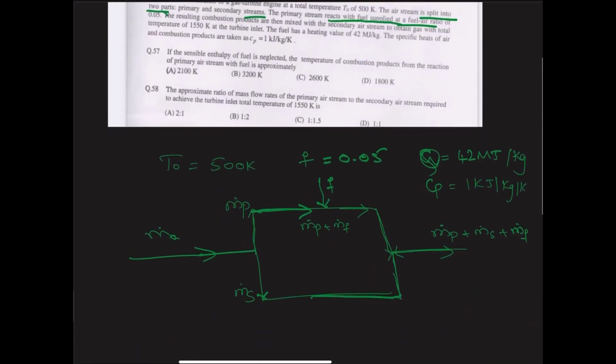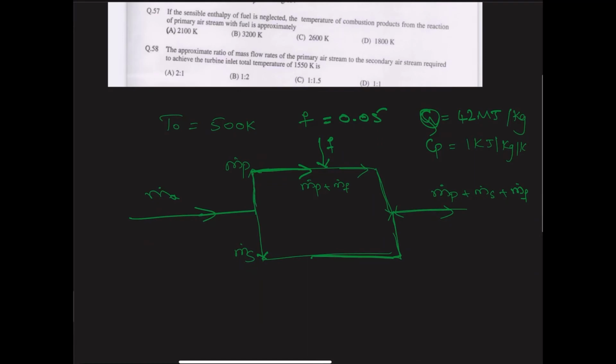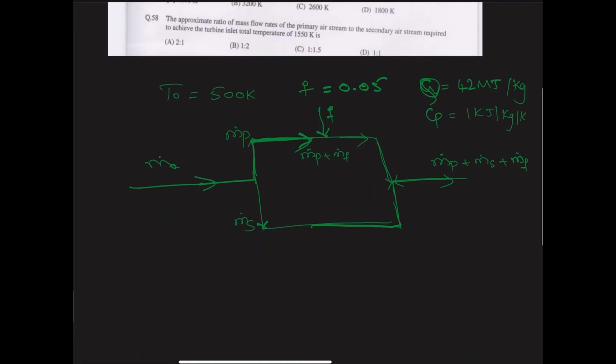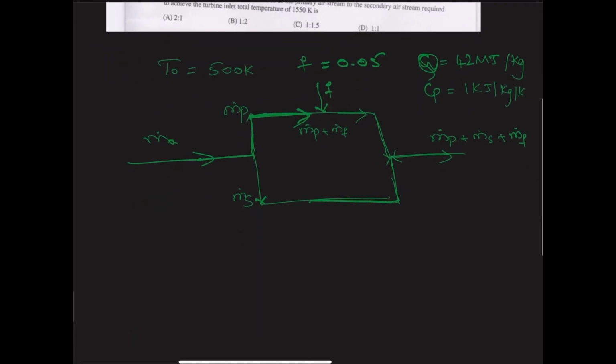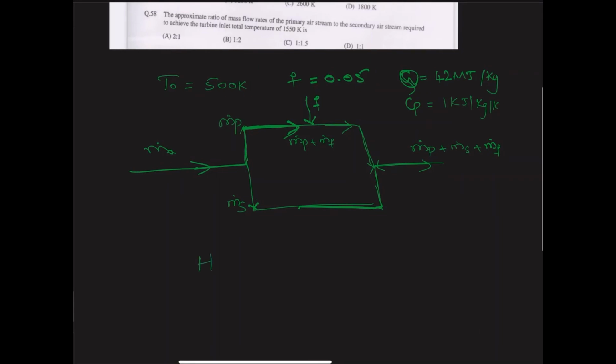Okay, so the question number 57, if the sensible enthalpy of the fuel is neglected, the temperature of combustion products from the reaction of primary airstream with the fuel is approximately. Okay, so they're asking when this primary airstream reacts with this fuel, what is the resultant temperature of the combustion chamber? Okay, so for that, see, whenever there is a question related to combustion chamber, keep one thing in mind. You have to always do enthalpy balance.